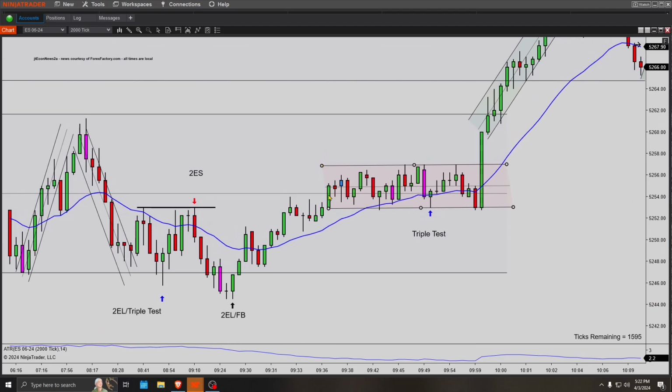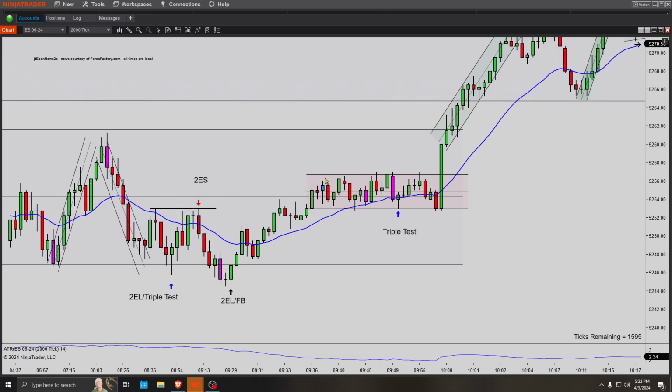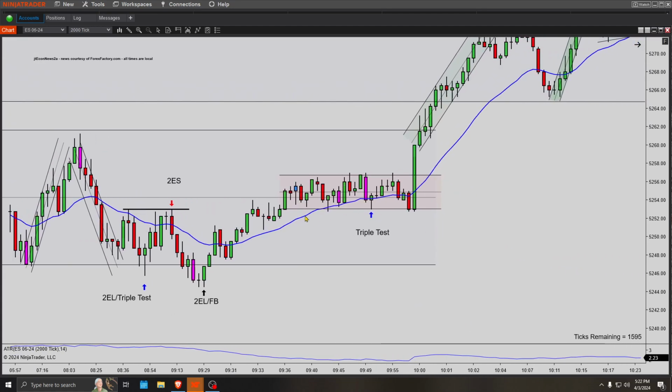Here we go. Let me change this just a wee bit here. So you get a nice little run up. You can mark this trend channel however you want to. I just visually see it already, but go ahead and draw it. Then you get some sideways congestion across the board here, but then you also get a 1, 2, 3 triple test. So 1, 2, 3 triple test right there across the board.